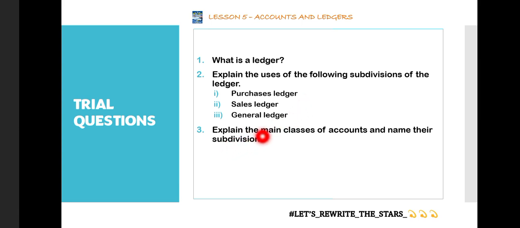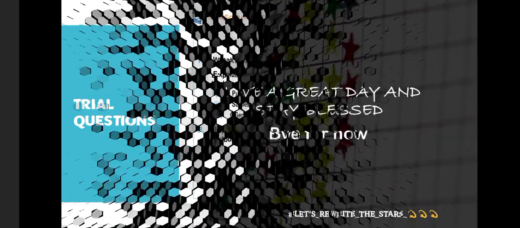And then explain the main classes of accounts and their names. So the accounts we studied in the first session, we explain the classes and their subdivisions as well. We have two main classes of accounts, and in the second type we have another two subdivisions. So they said explain what they are used for. So that is all for today.